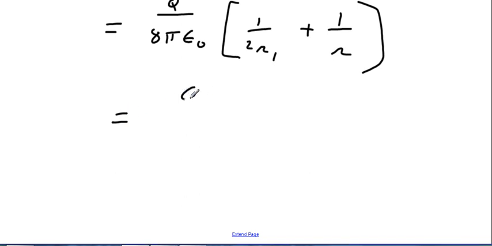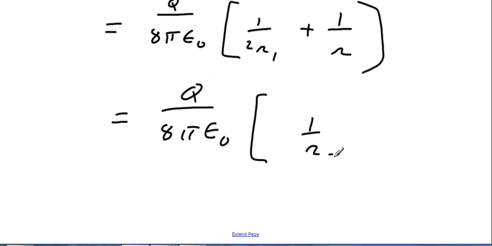So I would have Q over 8 pi epsilon naught times 1 over r2 minus 1 over r. All right.